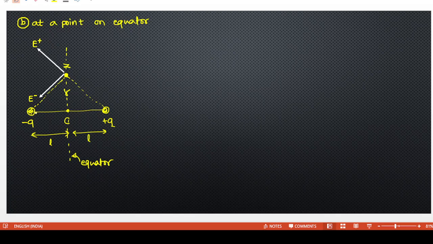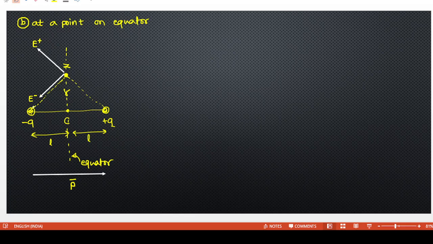Before that, if this is the electric dipole, then draw the electric dipole moment vector. It is directed from negative to positive. You can show it here directly, or better show it outside. This is the electric dipole moment vector p. It is directed from negative to positive. Now this positive charge will produce the electric field away from it. Negative charge will produce the electric field towards it.